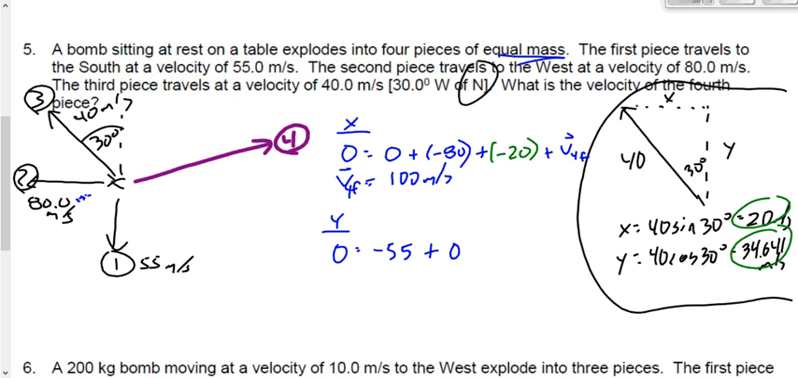Let's see here. Maddie, what's the y component of the third one here? Good, 34.641. Not the 40, because we're forgetting about that now. It's gone. Plus V4F. And we solve for V4F there. And it works out to be 20.359.